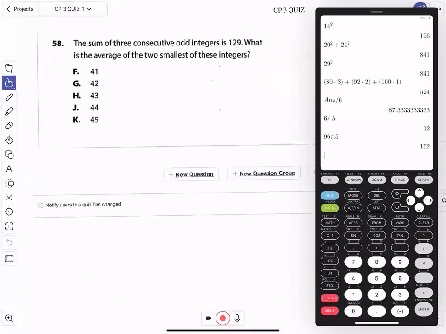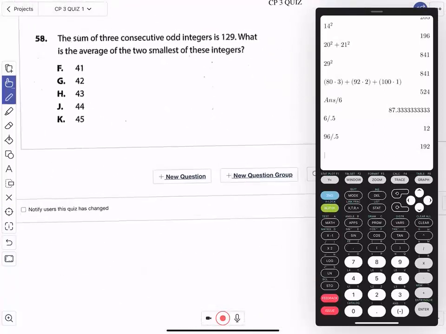That one was easy. Okay, 58 says the sum of three consecutive odd integers. So consecutive means like one after the other. So like 1, 2, 3 are consecutive integers. But because it says odd consecutive, it means every odd. So it'd be like 1, 3, 5, 7. So it says the sum of three consecutive integers is 129. What is the average of the two smallest of these integers?